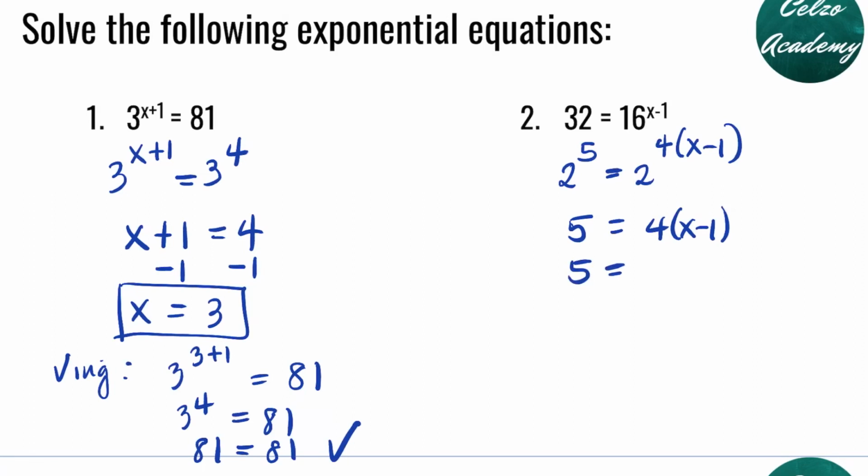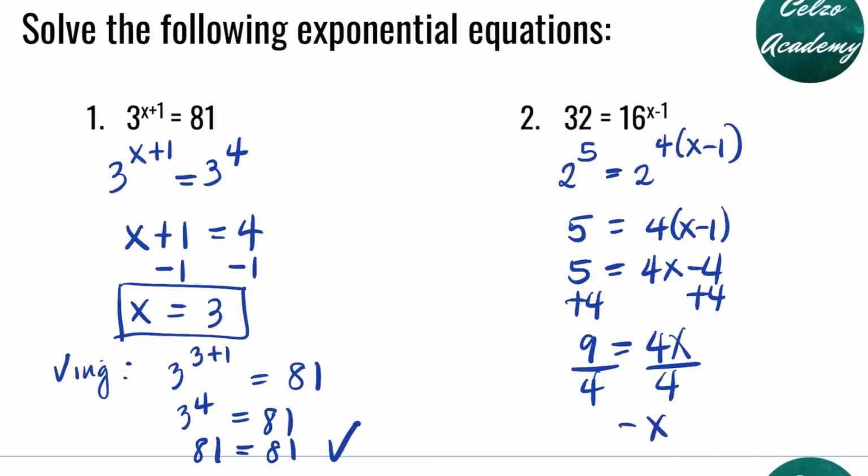So now we can solve for x. 5 is equal to, distribute the 4, we have 4x minus 4. Add 4 to both sides. We now have 9 is equal to 4x. Divide by 4. So x is equal to 9 over 4.